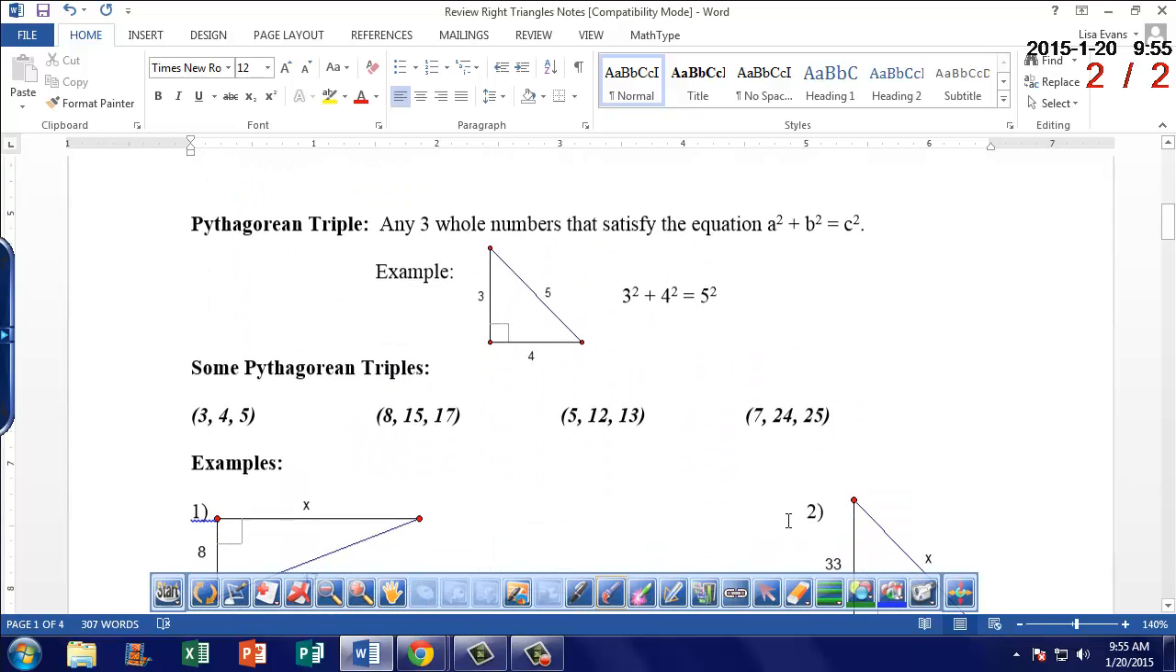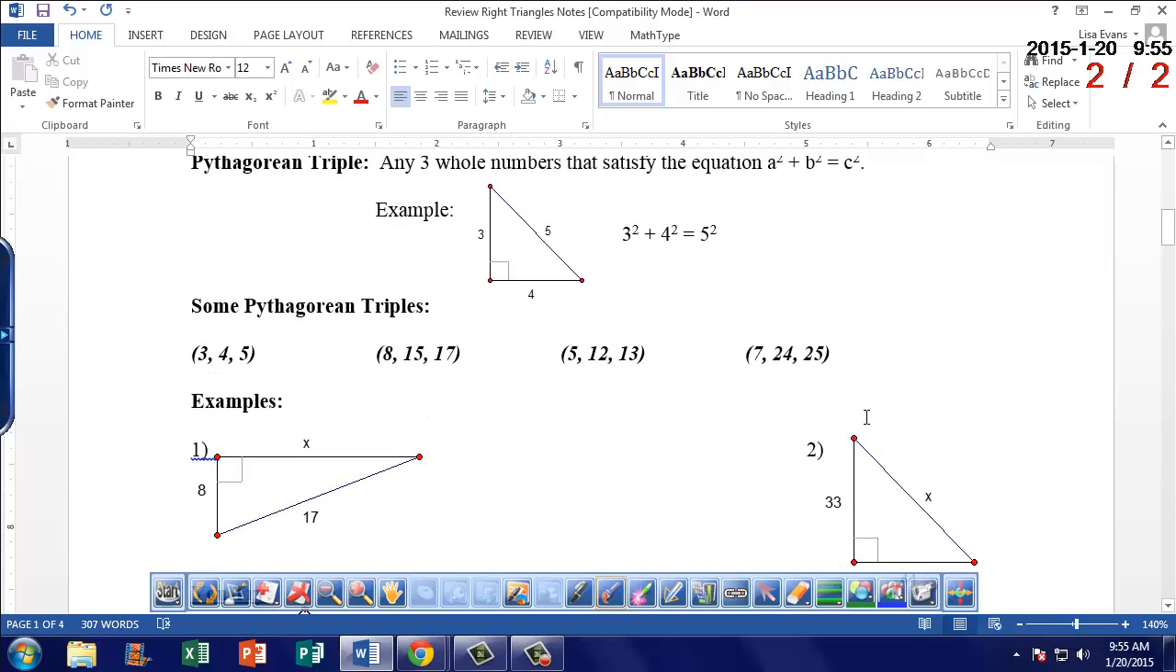Okay, moving on to what we call Pythagorean triples. Now some of you may remember the 3, 4, 5 triangle. These are numbers that always satisfy a squared plus b squared equals c squared, and they're always whole numbers. You did learn these in geometry, but to refresh your memory, we have a 3, 4, 5 triangle, an 8, 15, 17 triangle, a 5, 12, 13 triangle, and a 7, 24, 25 triangle.